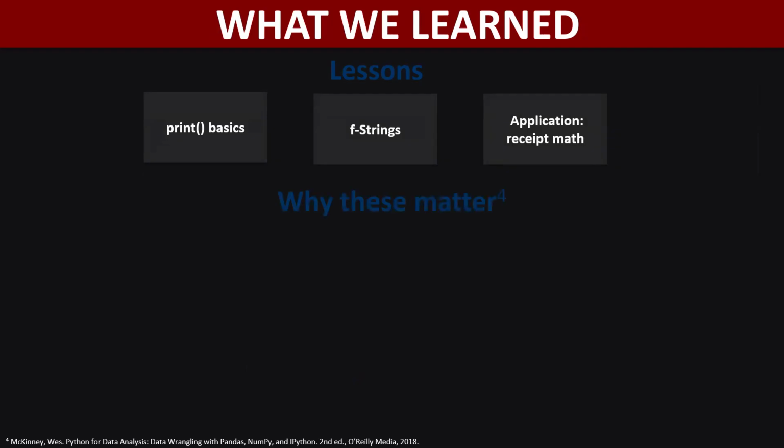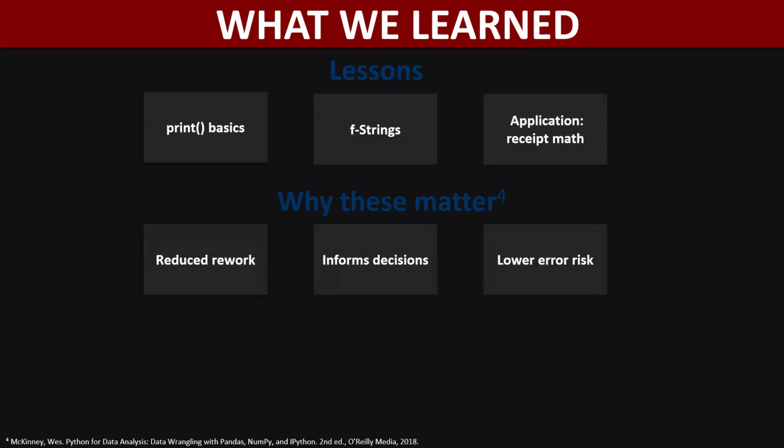So why does this all matter, you ask? I see 3 reasons. It saves time, because clear outputs reduce code overwrites and rewrites. It informs decisions. Clear outputs mean faster business actions. And it builds confidence. Debugging code early prevents downstream errors.